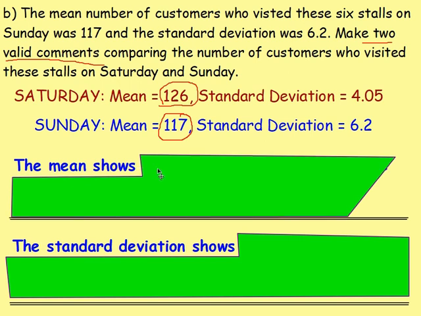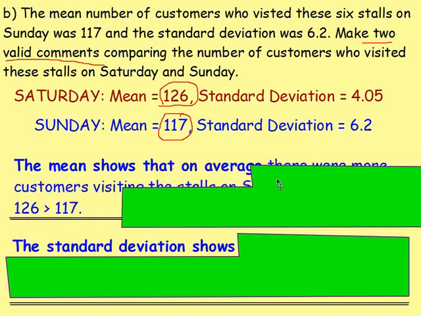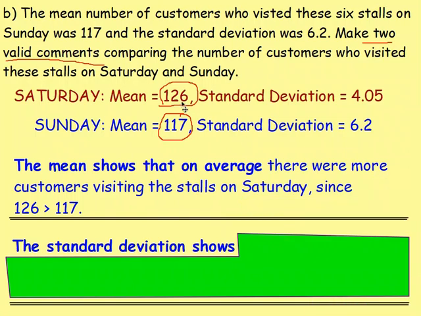So you can say the mean shows that on average, and looking at it, you can see that on Saturday there are on average more people visiting the stalls. So a sentence that you could write would be: the mean shows on average there were more customers visiting the stalls on Saturday, and we know that because the 126 is bigger than the 117.